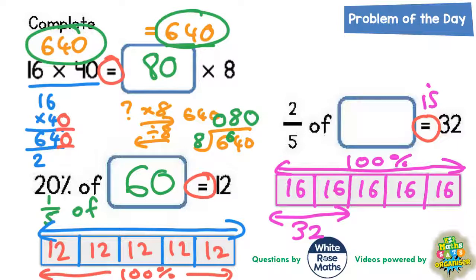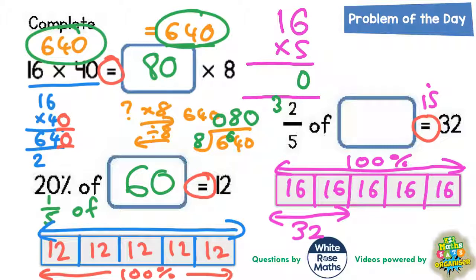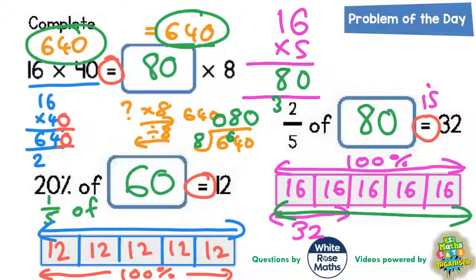To find the whole bar, we need to do 16 times by 5, which is going to be 5 lots of 6 is 30, put the 0 in, carry the 3. 5 lots of 1 is 5, plus the 3 is 8. So it's 80. So 2/5 of 80 is 32. So the whole bar would actually add up to 80.